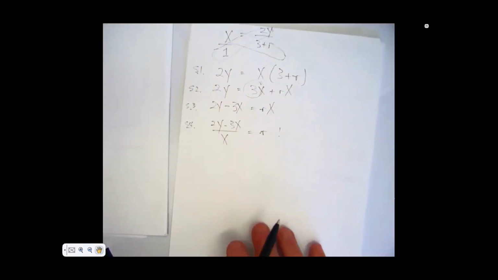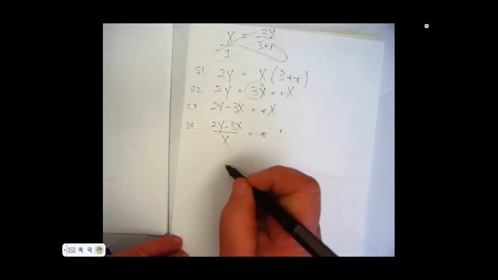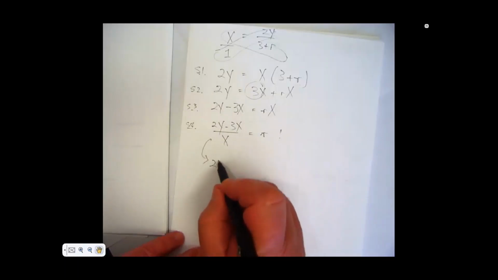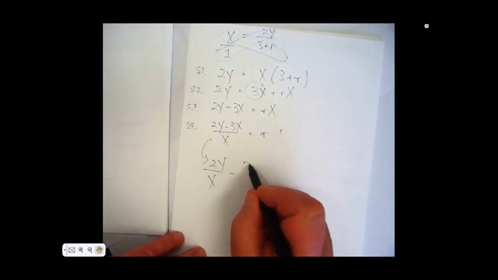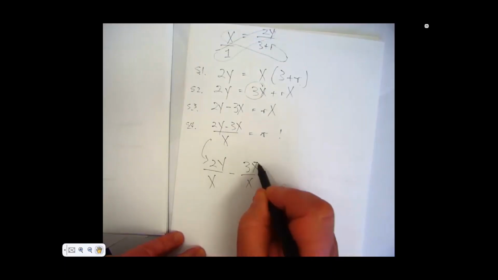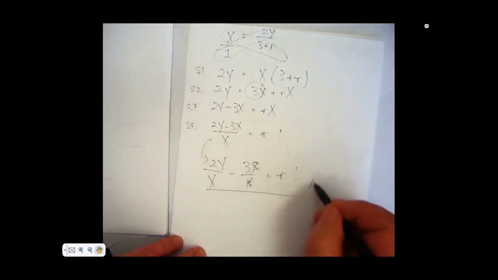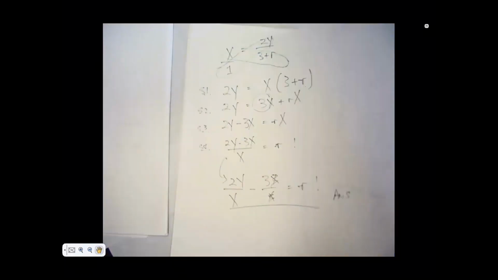Now, some of you must say, oh, but hang on, that's not quite the answer that you've got in the book, but it is. If you look at this, this can be rewritten in the following way. This is the same as 2y over x minus 3x over x, and the x's cancel. And you'll notice that in fact it's exactly the same as the answer in the book.